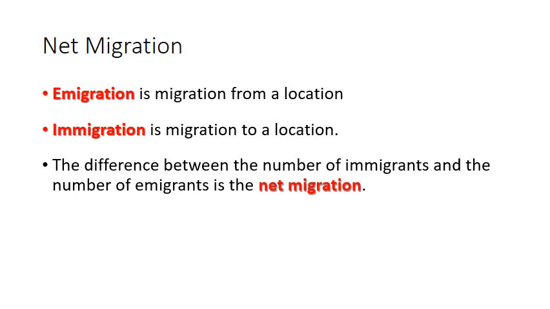You should be comfortable with these terms. Emigration with an E is migration from a location. Immigration with an I is migration to a location. So when I moved from Germany to the United States, I was an emigrant with an E from Germany and an immigrant with an I in the United States. The way I remember the difference is E for exit and I for in. The difference between those numbers in any given year is known as net migration.